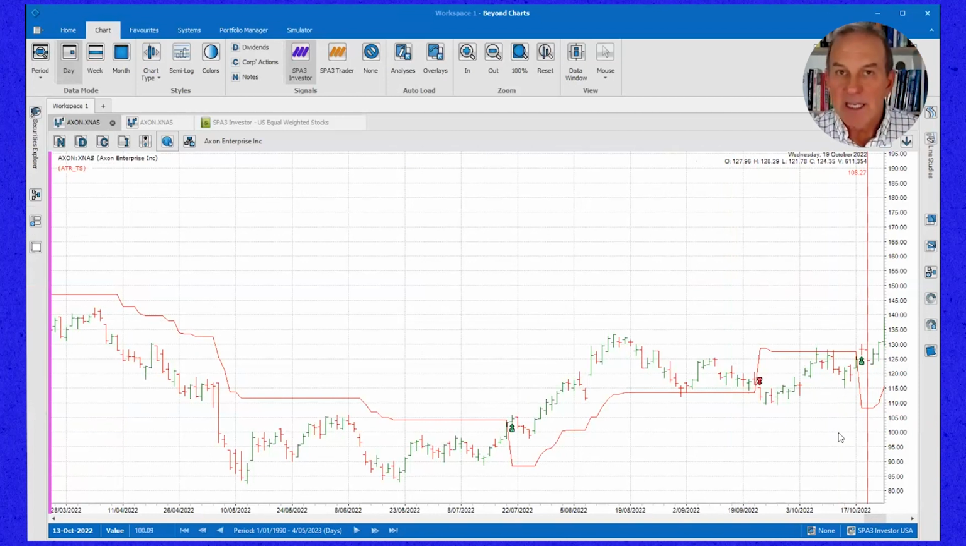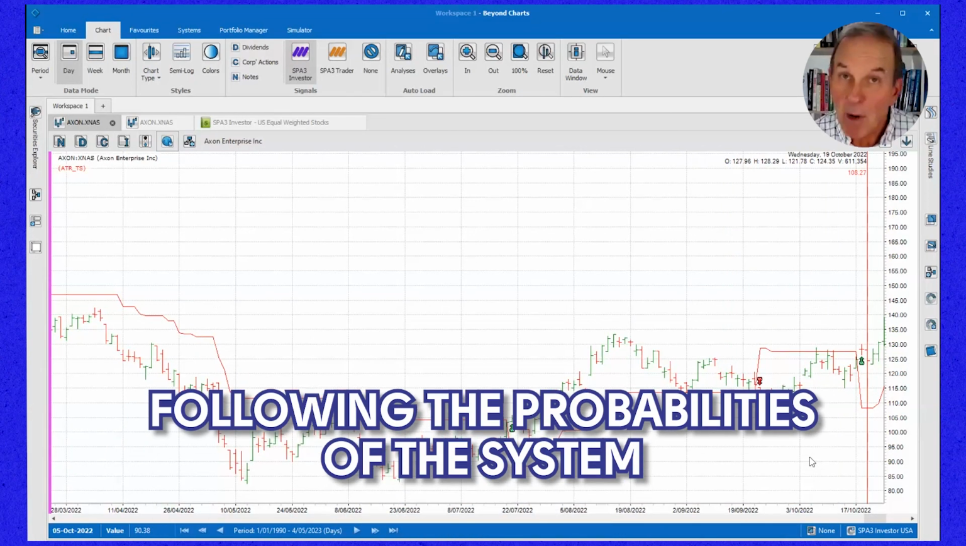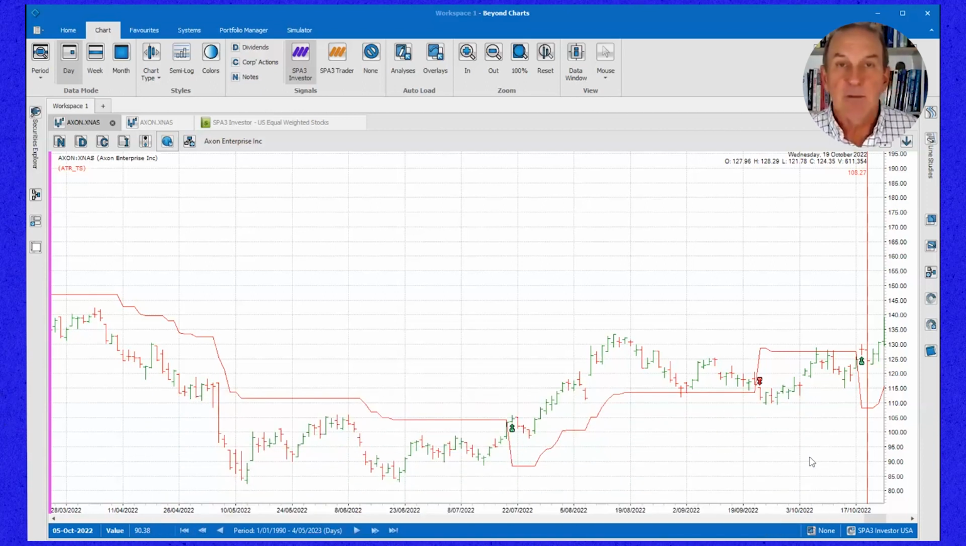Now, we have no idea what's going to happen going forward. All we are doing is following the probabilities of the system. Where do those come from? They come from all the research of the decades of historical data we looked at.